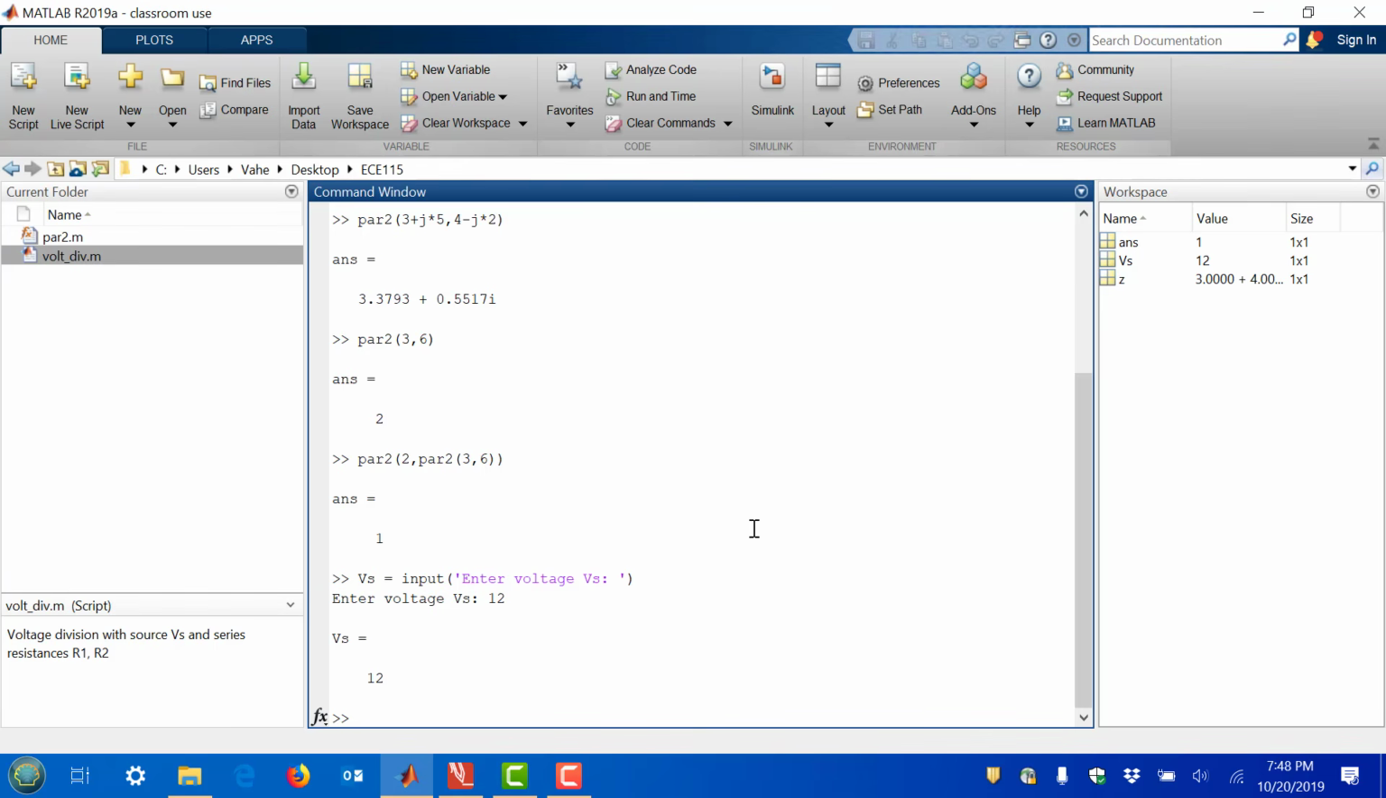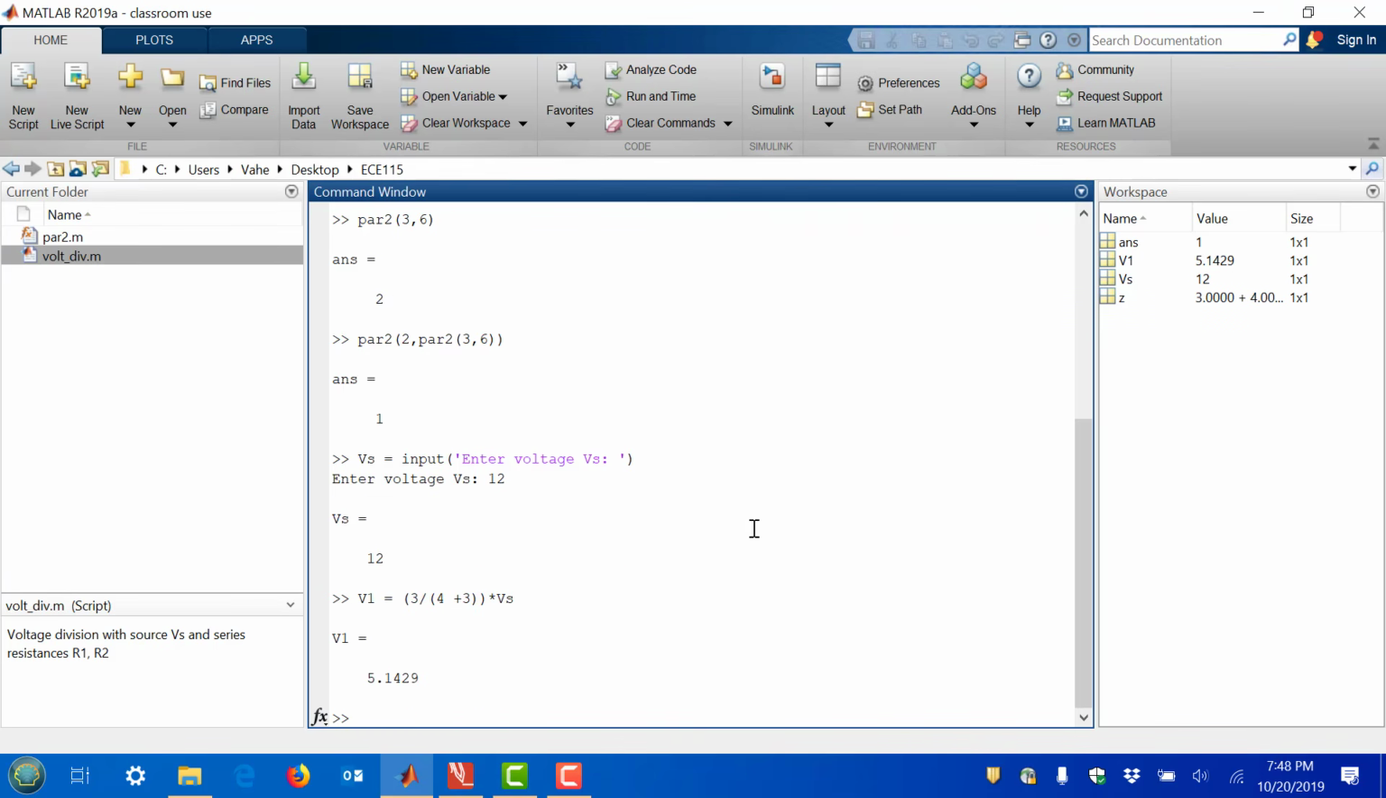Now, the other thing we can do is that after we calculate things, for example, by using voltage division, we can actually provide the calculated information to the user with a text, okay, with text information. Let me give you an example of what I mean. Let's say we calculated V1, right? Let's say we said V1 was equal to, who knows, maybe 3 divided by 4 plus 3 times Vs, right? Some kind of voltage division expression like this. You press enter, and that's the value for V1.